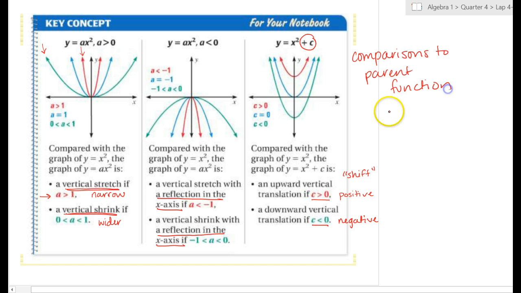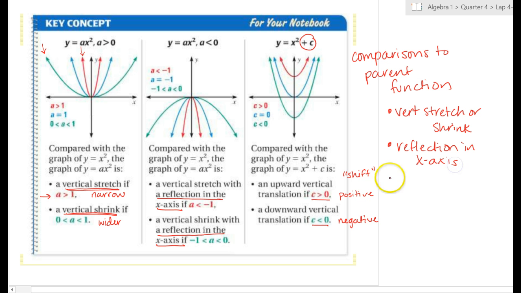You can have a vertical stretch or shrink. You can have a reflection in the x-axis, and you can have a vertical shift. Alright? Sometimes a graph will have all 3 of these. Sometimes a graph may only have 1. But know that all 3 of these can happen to one graph.